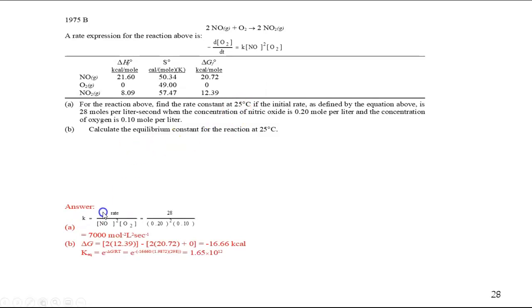Okay, they rearranged. Rate equals k times that, so k equals rate over that. It's just direct plug-in. They're not including their units, which is unfortunate. But I guess this is molar per second, and that's divided by molar cubed. So we'll get molar to the minus 2 per second. So molar minus 2, liter squared over seconds to the minus 1, right?